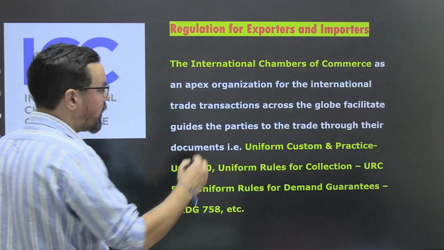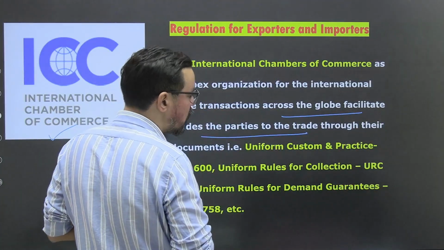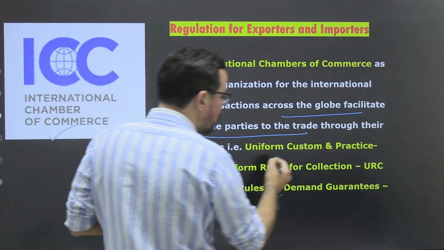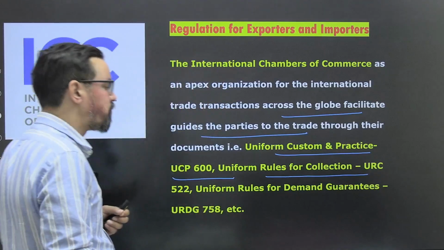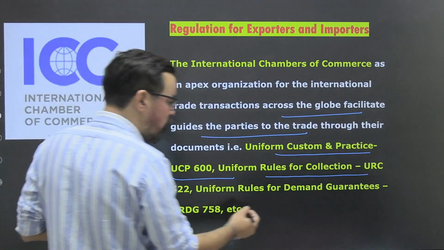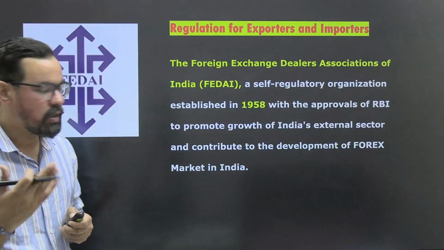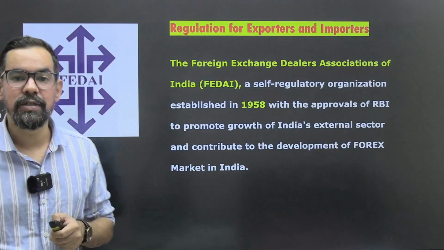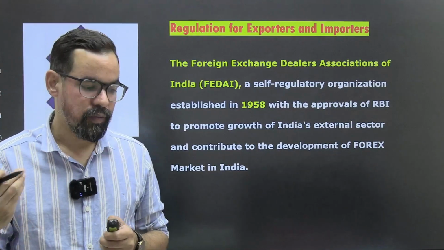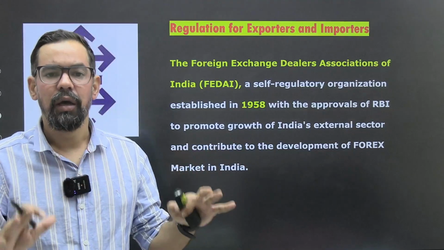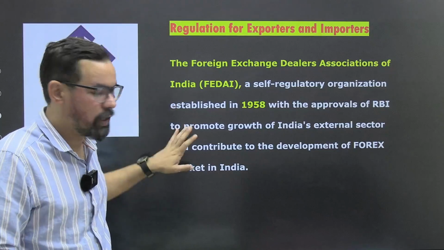ठीक है, ये पढ़े. Trade transactions across the globe facilitate guide the parties to the trade through their documents. Uniform Customs and Practices UCP 600, uniform rules for collection URC 522, uniform rules for demand guarantee 758 and others, they are generally part of. ये अलग टाइम पे आप करेंगे. Foreign Exchange Dealers Association of India, which generally train or we can say generally govern the forex traders or forex entities in the country on behalf of RBI. ठीक है, तो ये कुछ मेजर.